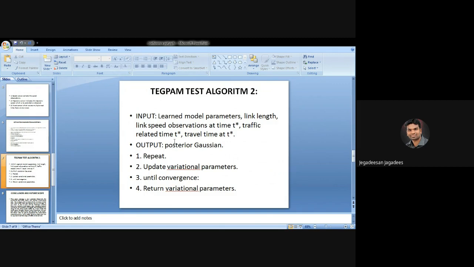The same algorithm has another extended learning process, which learns model parameters like link identification and link speed observation at the time of traffic and related data. And we have an output where the posterior Gaussian approach is obtained. That means the predicted violation of the traffic vehicle or driver. These steps may be repeated until it is error free, or until it is traffic violation free.